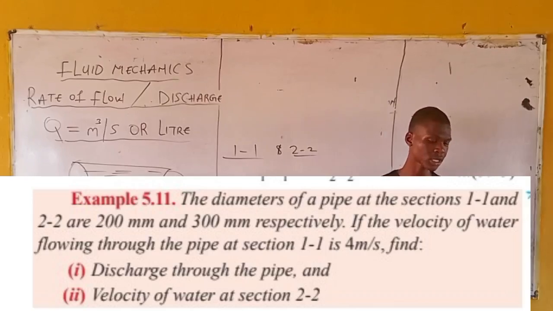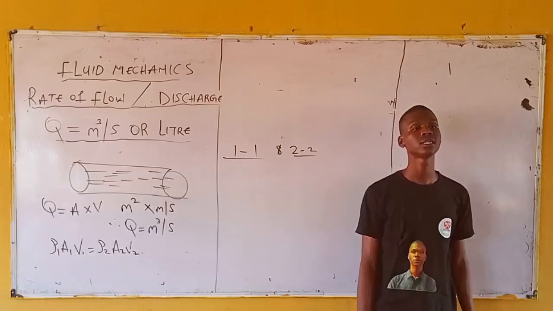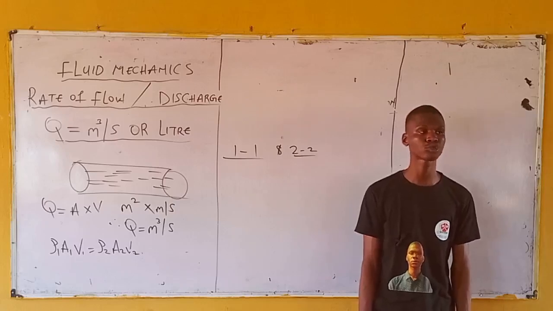If the velocity of water flowing through the pipe at section 1 is 4 meters per second, find the quantity of flow through the pipe and the velocity at section 2.